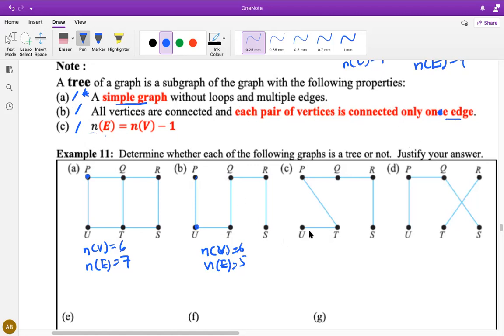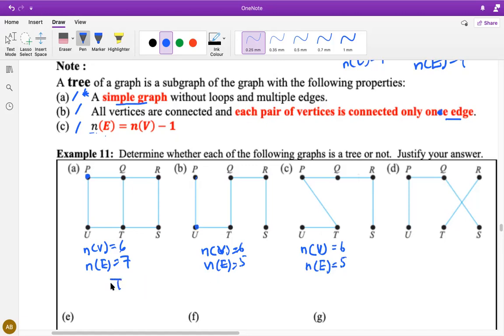Okay, so you can check the third condition, or you can check using my checklist just now. I want to go from U to S. I have only one root. I cannot go U to S directly. Okay, let's check the third condition. Number of vertices 1, 2, 3, 4, 5, 6, correct. And then the number of edges 1, 2, 3, 4, 5. Okay, so this is a tree.